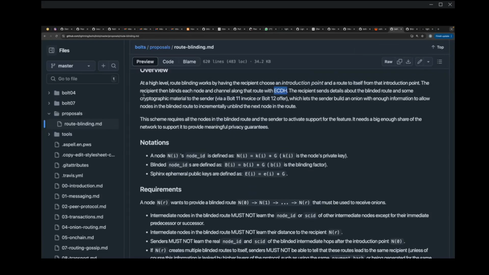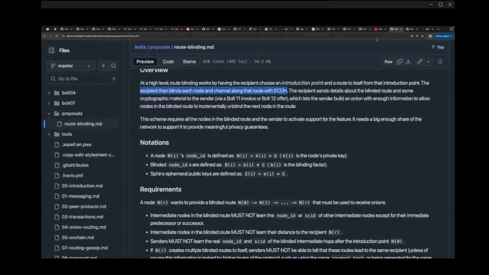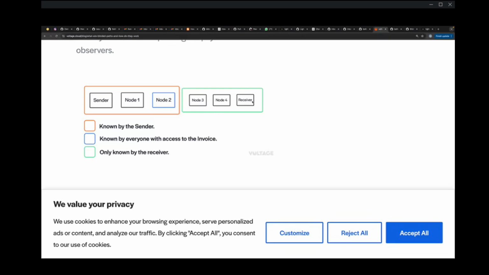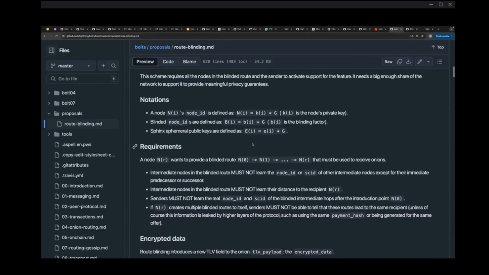All right, the recipient then blinds each node and channel along that route with ECDH. So basically, what happens in the payment flow is that the receiver creates a shared secret with every node inside the blinded route, in this case node 3 and node 4. So the receiver would create a shared secret with these two nodes. All right, so let's see the notations.